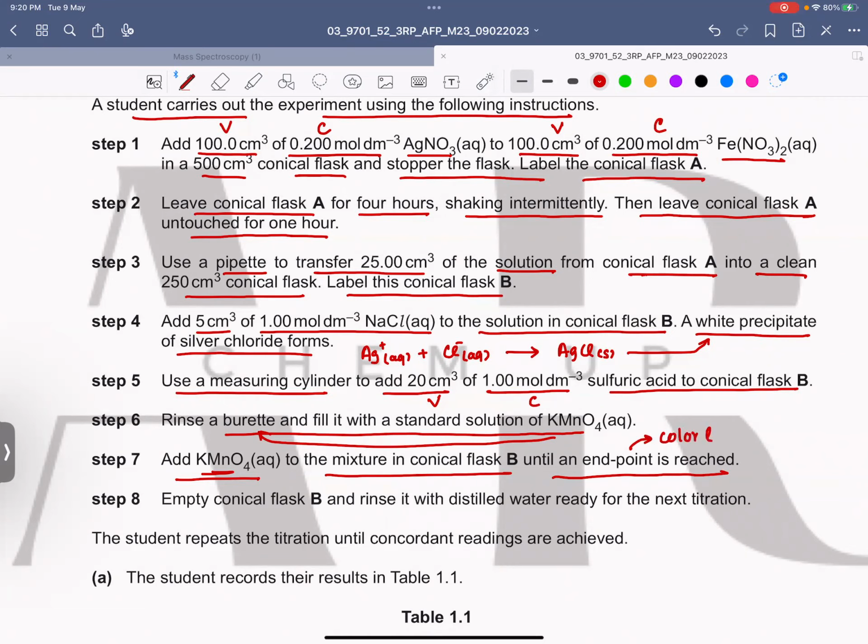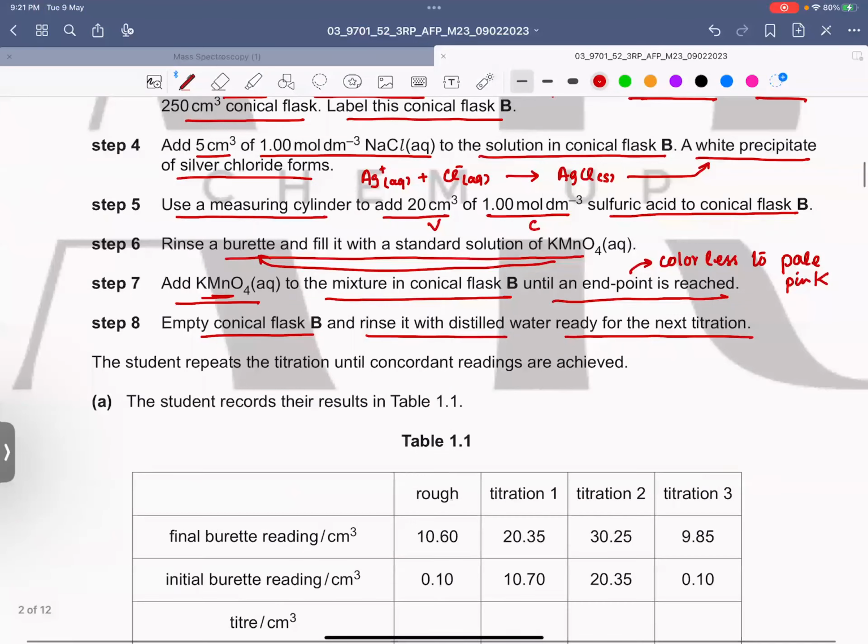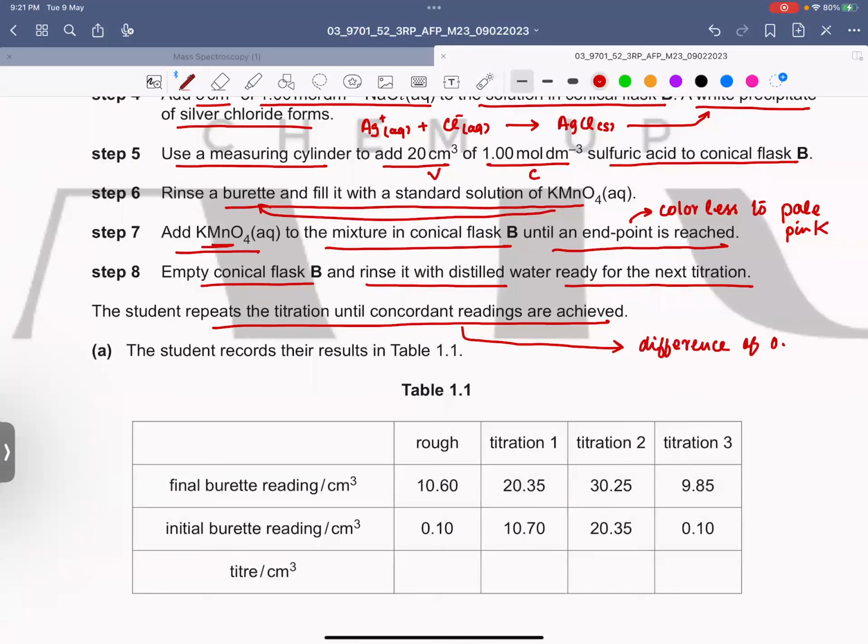Okay. Now, empty conical flask B and rinse it with just water and get it ready for the next titration. The important readings, the ones that have at least two readings with a difference of 0.1 cm3, are considered concordant readings. Okay. Is the method clear to everyone? If anyone has any doubt in the method, do ask.